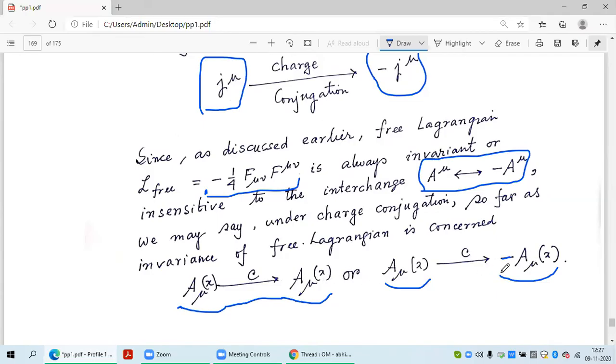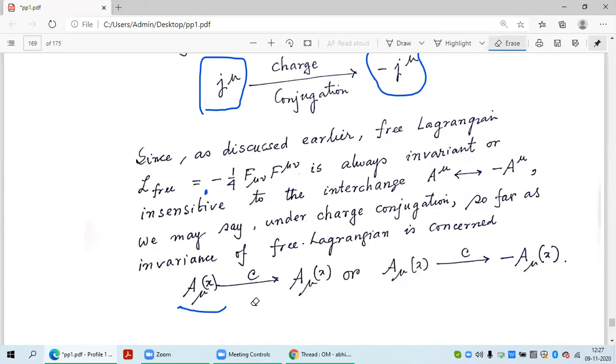Okay, so these are general statements. In general, charge conjugation can take A_mu to this, or also we can take this as a charge conjugation transformation without any loss of generality, because both will give you the same free electromagnetic Lagrangian, which is our requirement, that all free Lagrangians are invariant under charge conjugation. This transformation does not violate that, and this transformation also does not affect space-time anyway.